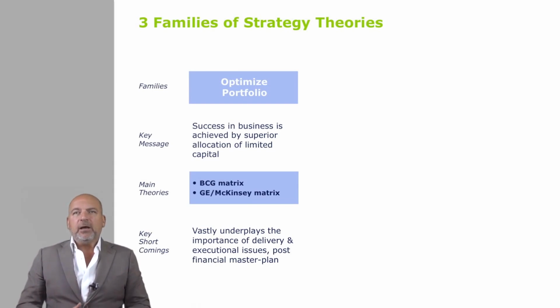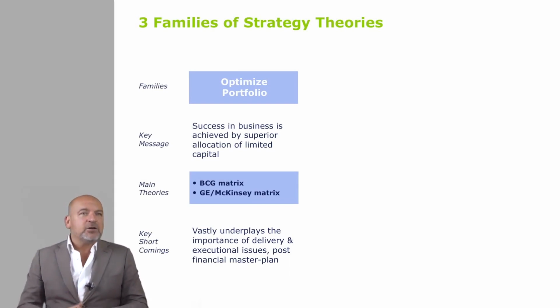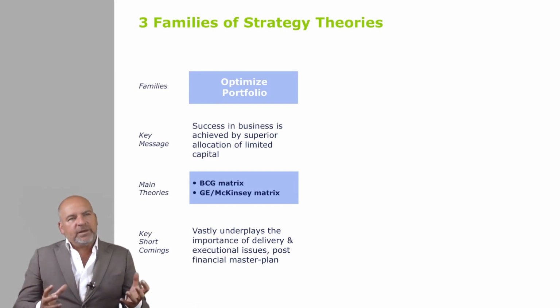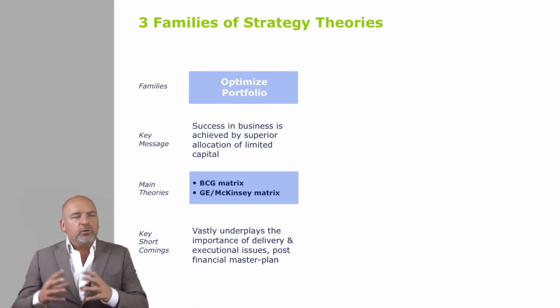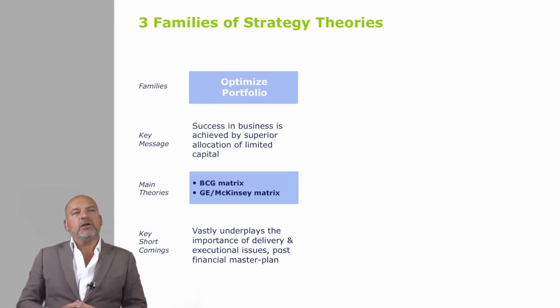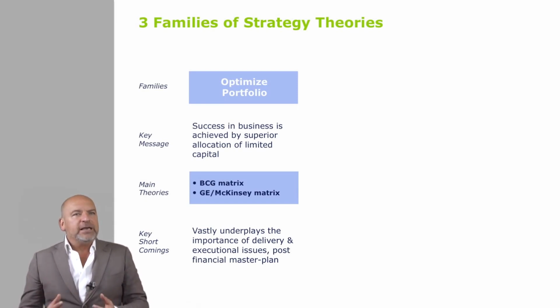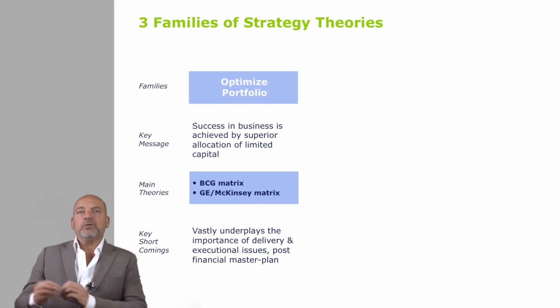Now we'll see the BCG share growth matrix and its cousin, the GE McKinsey matrix, shortly. But we'll talk about their strengths, and one of the shortcomings, one of the big weaknesses of this family of theory is that it vastly underplays the importance of delivery and executional issues.